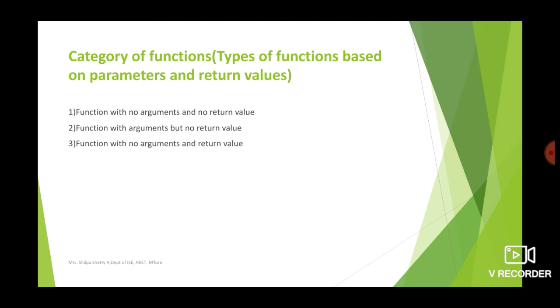The third one is function with no arguments and a return value. That is, the function does not take any argument but it returns a value. And the last one is function with arguments and a return value. That means this function takes arguments as well as returns a value. So these are the four categories of functions that we have, and this will be discussed in the next session.